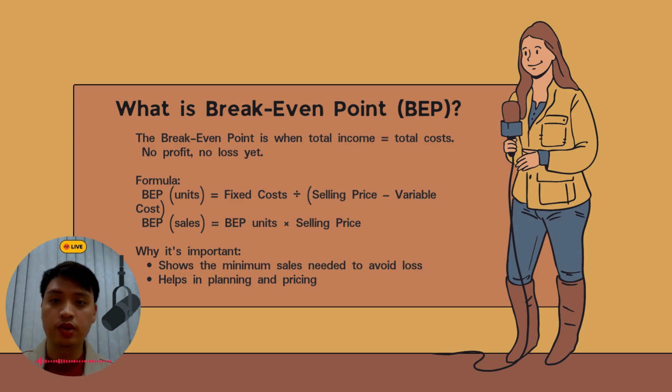So here are the formulas. BEP in units is equal to fixed cost divided by selling price less variable cost. And BEP in sales is equal to BEP units times the selling price. So this helps you understand the minimum sales you need to avoid losses. Nakakatulong ito sa pagpaplano at pagpepresyo sa negosyo. This helps with planning and pricing in our business.